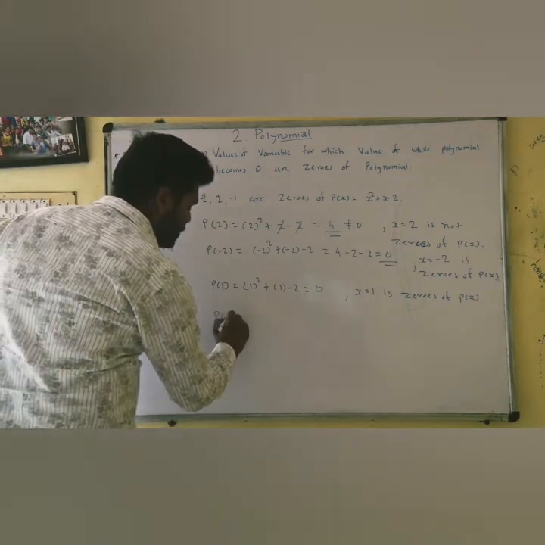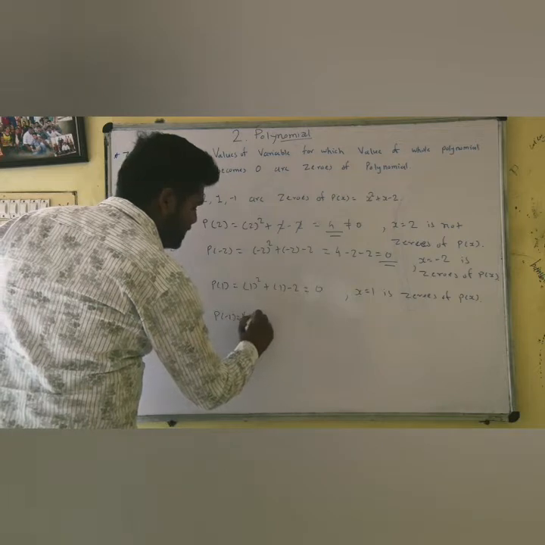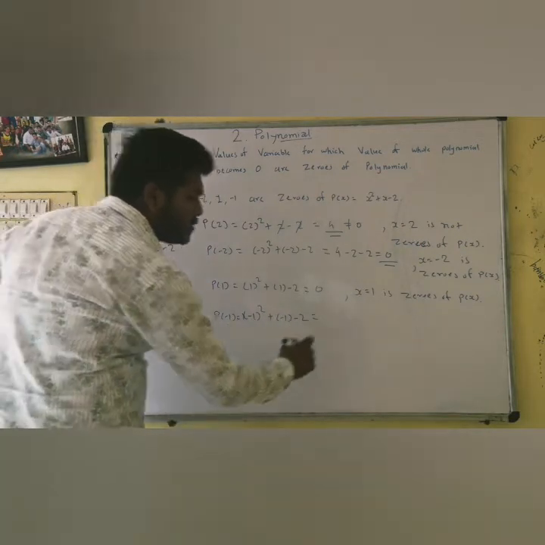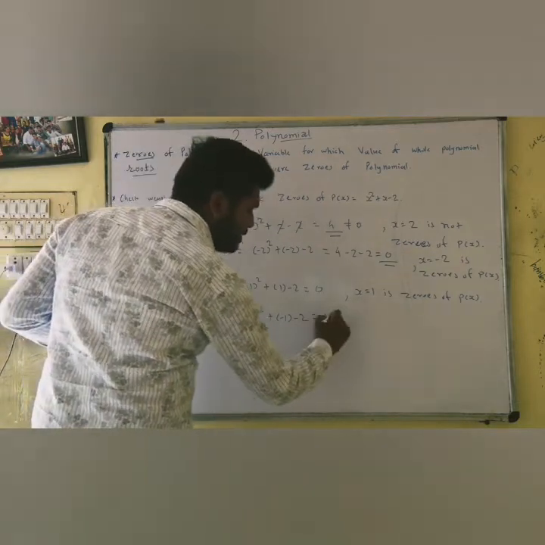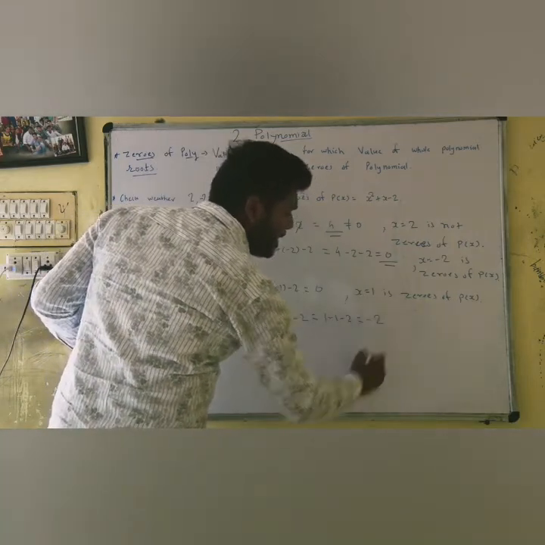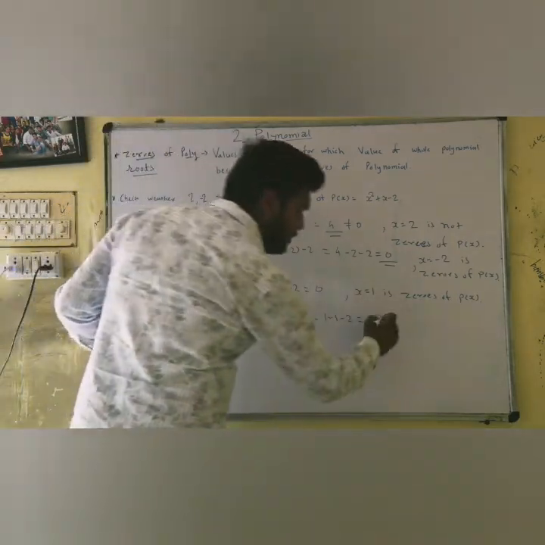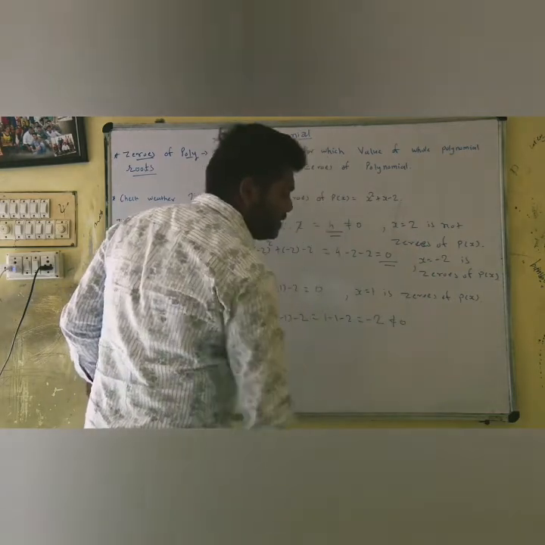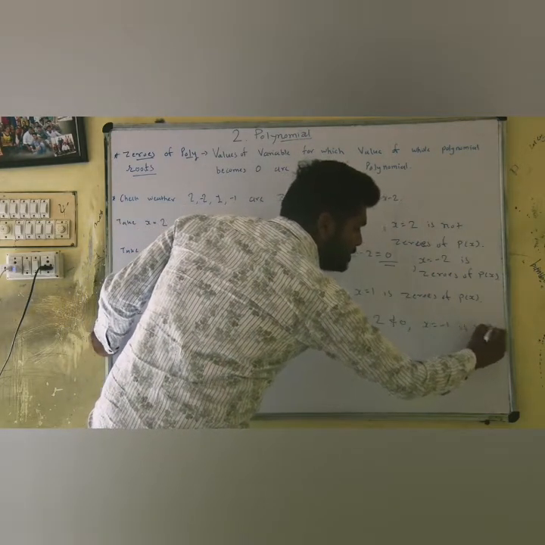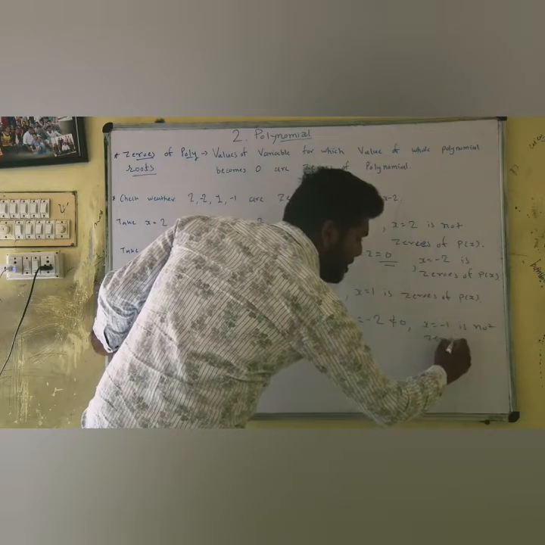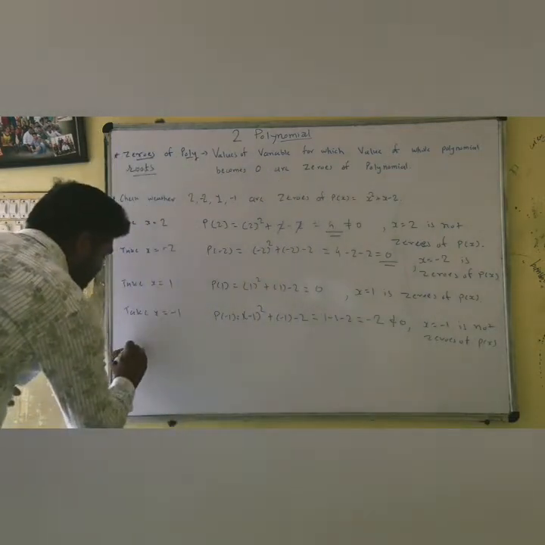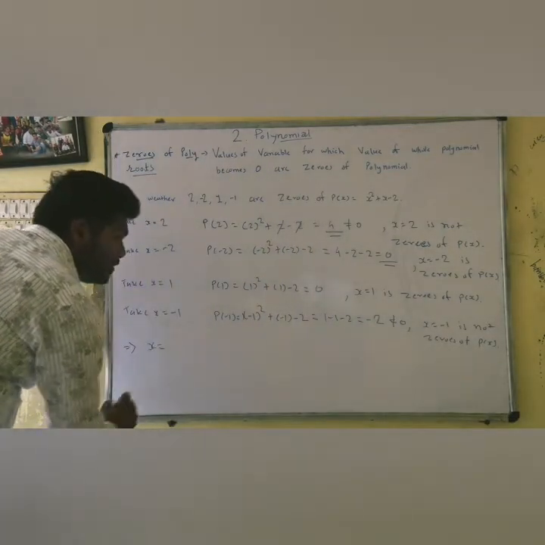Now, p of minus 1. So, minus 1 square plus minus 1 minus 2. Square of minus 1 is 1. Plus minus 1, that is 1 minus 1, 0. 0 minus 2, minus 2. Is it 0? No. It is not equal to 0. So, x equals minus 1 is not a zero of p of x.